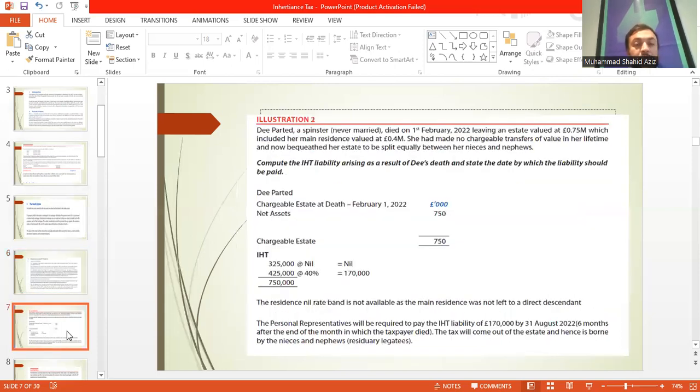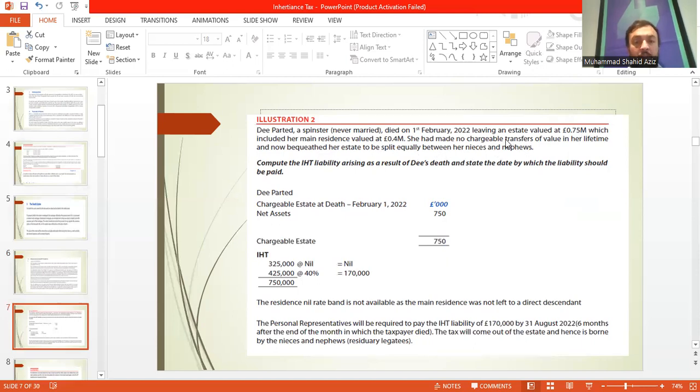Let's see an example. D. Parted, a spinster, never married, died on 1st February 2022, leaving an estate value of 0.75 million, which included her main residence valued at 0.4 million. So the total death estate was 0.75 million. Out of this, 0.4 million was the property. She made no chargeable transfer. During life, she did not make any transfer. And she bequeathed her estate to be split equally between her nieces and nephews.